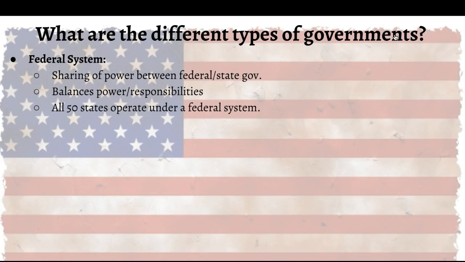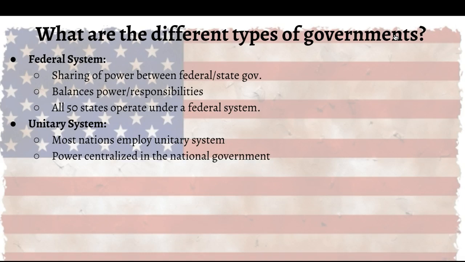So they have their state laws at the local level, but then there are also these federal laws that supersede those state laws, and so there is this sharing of power between the state and the national government. The next type of system is a unitary system, and most nations in the world will employ a unitary system of government. And in this type of government, the power is centralized in the national government.